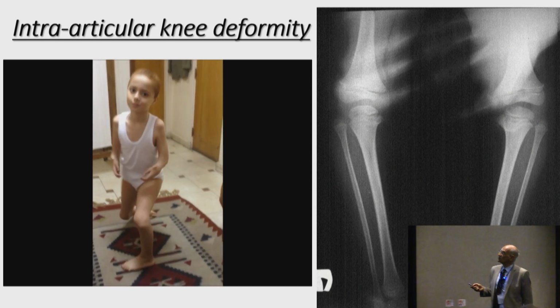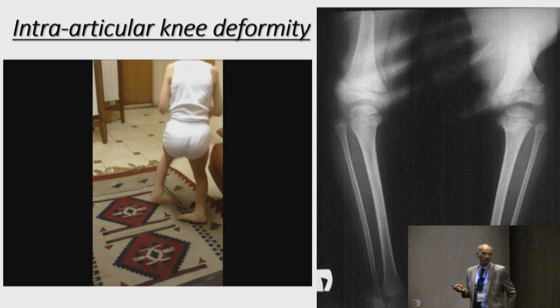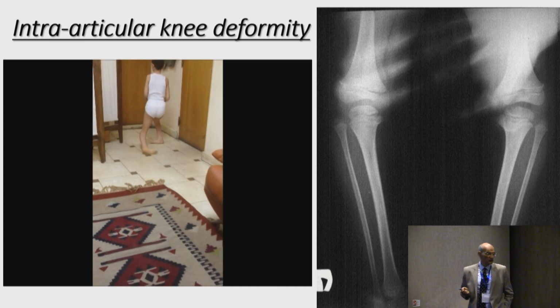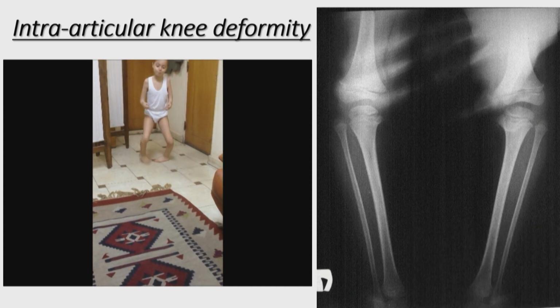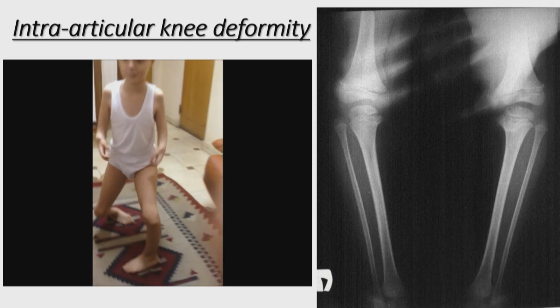And this is an intra-articular knee deformity. This is a ball and socket joint. I don't know if you've heard about a ball and socket knee joint before. It's very difficult to correct even this intra-articular deformity, because you have congruous incongruity.